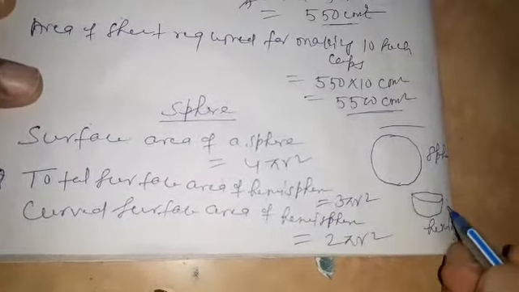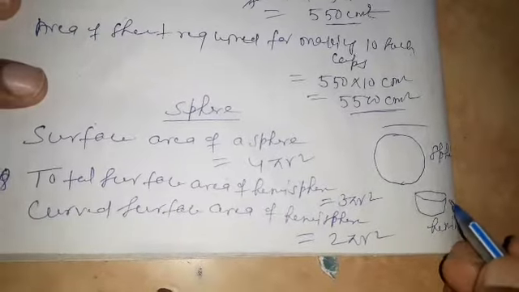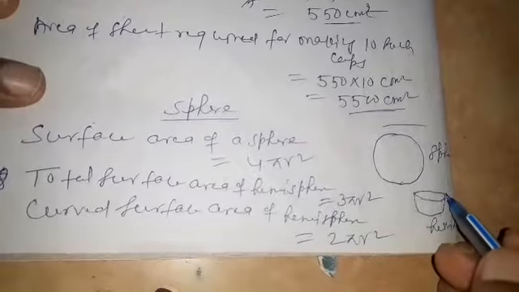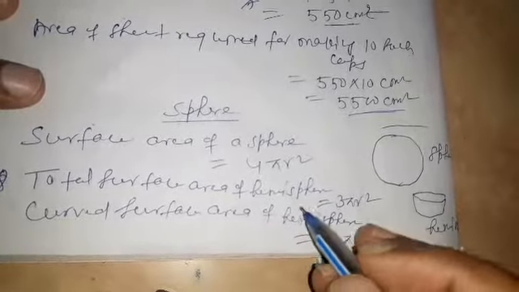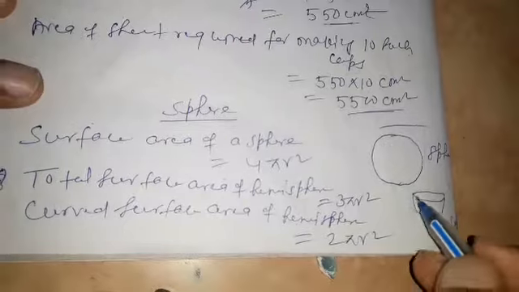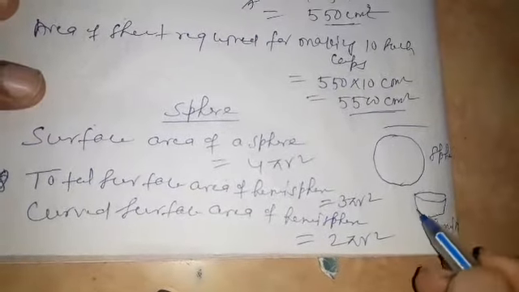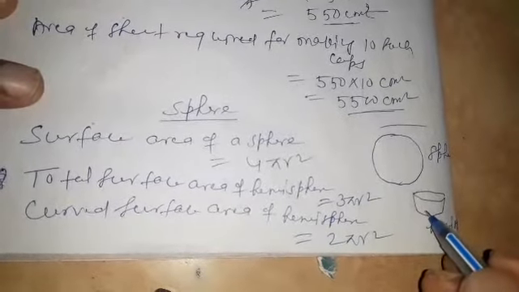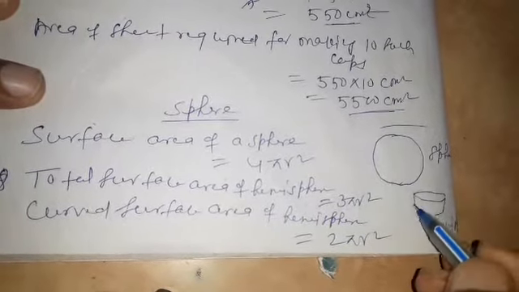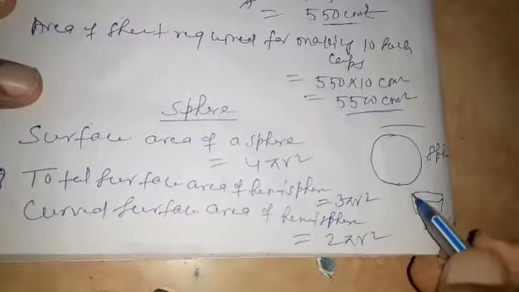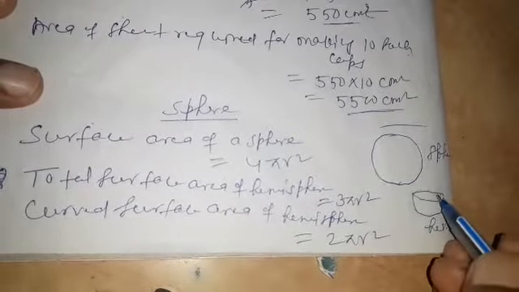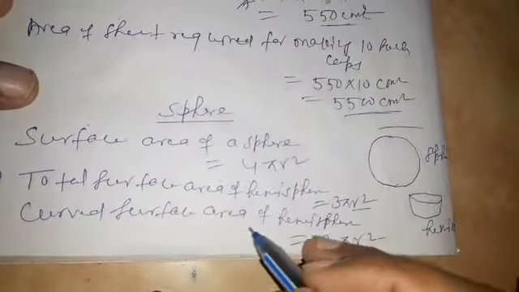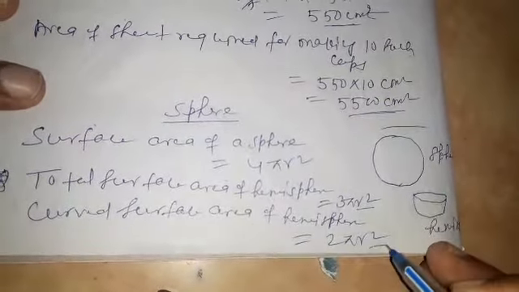Now another shape is a hemisphere. A hemisphere has two surfaces, one is curved and the other is a plain circular surface. The total surface area of a hemisphere is not 2 pi r square alone. The total surface area of a sphere is 4 pi r square, so half of the sphere is 2 pi r square, and pi r square is included with it. So the total surface area of a hemisphere is 3 pi r square. The curved surface area of a hemisphere is 2 pi r square.